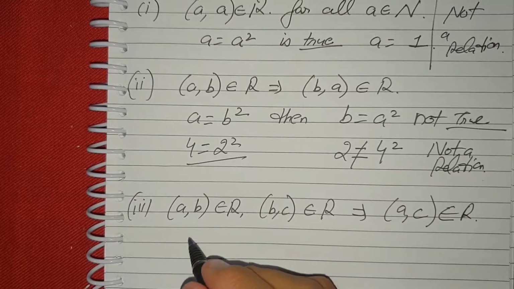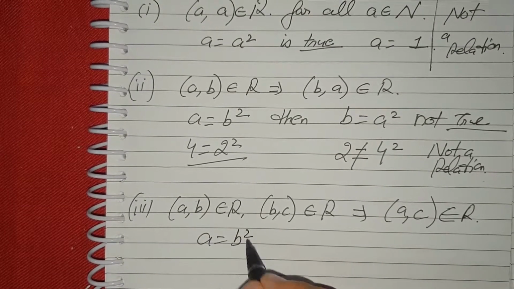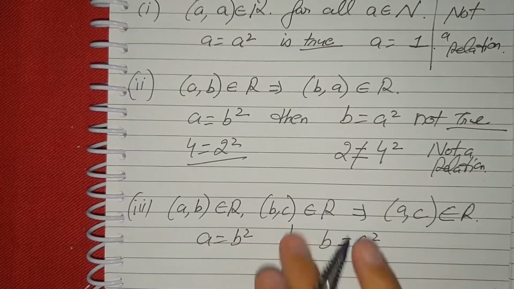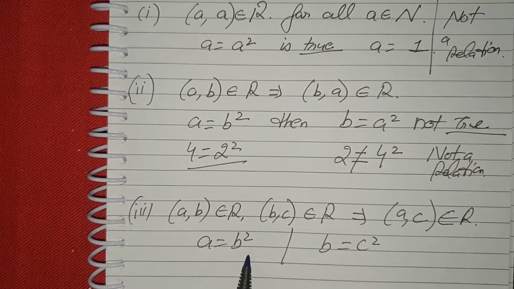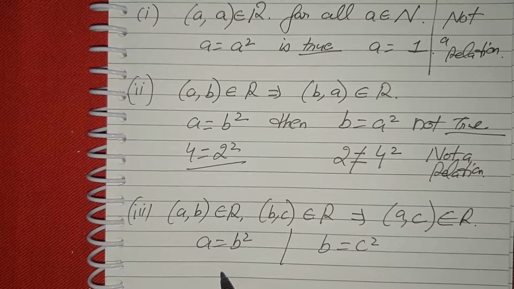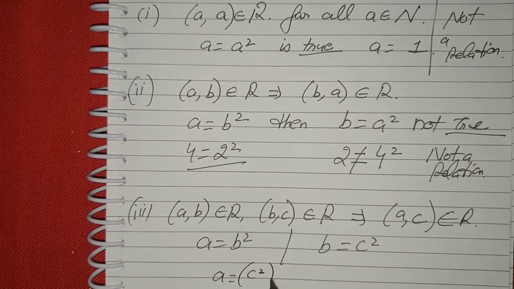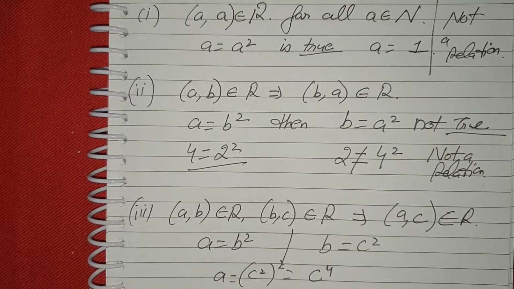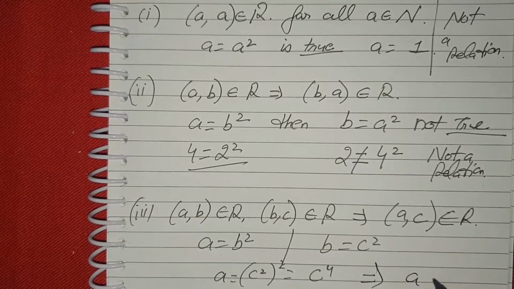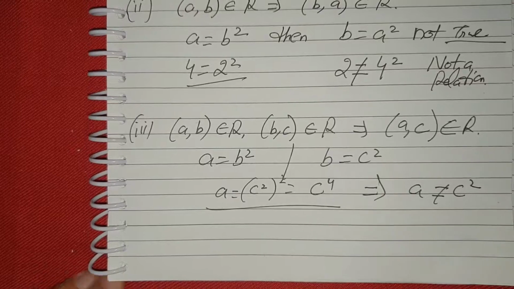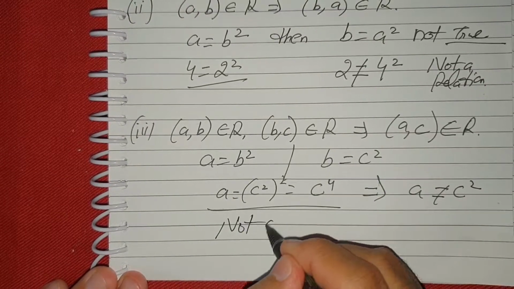Now this is again false, because if a equals b square and b equals c square, they are related. But if a equals b square and b equals c square, what will a become? a will become c square whole square, which is c to the power 4, which is not equal to c square. Hence, this is also not a relation.